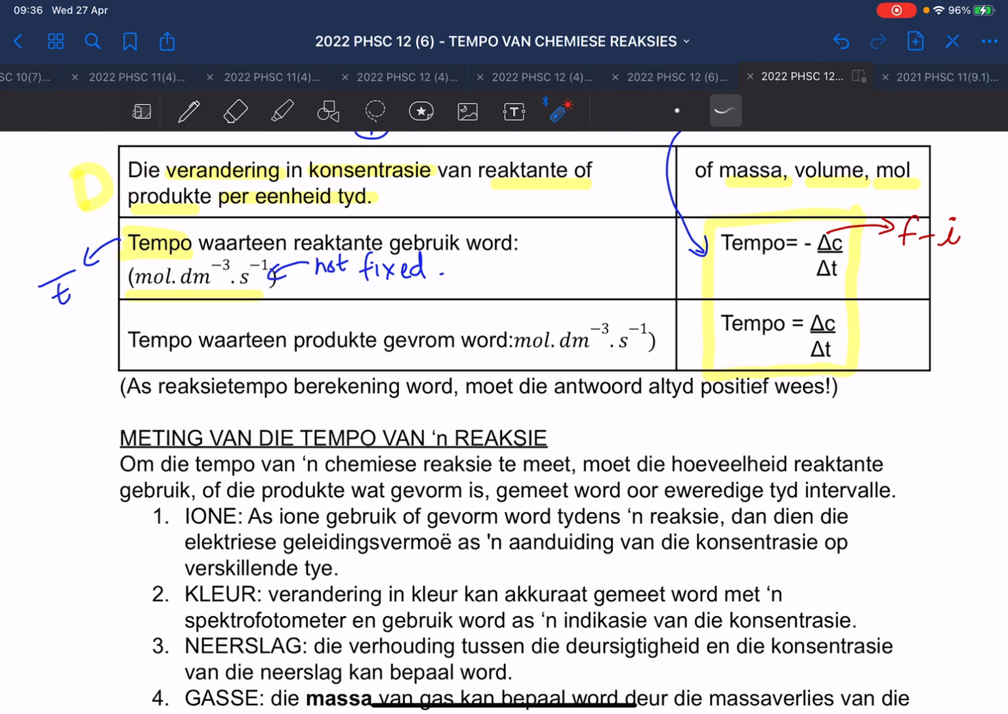Goed, dan het ek onder net vir jou gesê, onthou, jou antwoord is altyd positief. Your answer must always be positive.